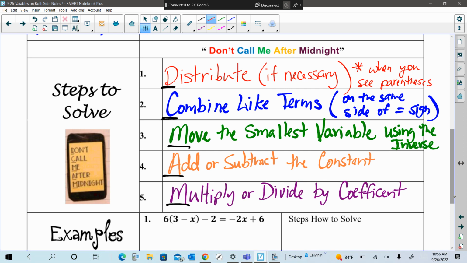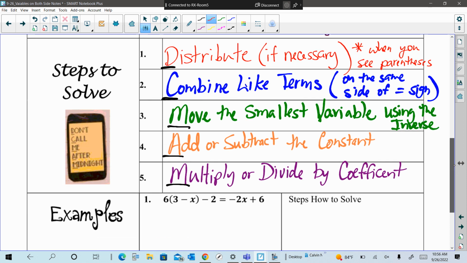So we are going to apply the steps and list the steps on the first example, just to make sure you see it and you can describe it. Then we're going to do some more examples, just doing the steps. It's all about application. Show the steps on your paper to get credit.